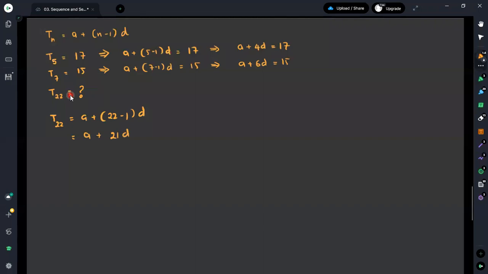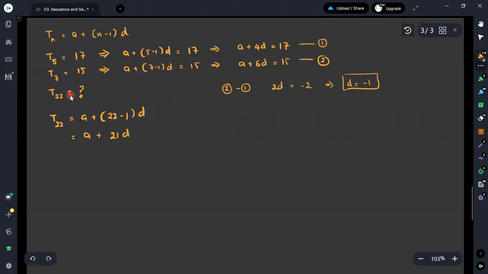Here we can see that these are two linear simultaneous equations. By solving these linear simultaneous equations, we can simply obtain the values for A and D separately. Then we take 2 minus 1, and here you will get the value for the left hand side as 2D. Then 15 minus 17 is minus 2. This leads to the value of D equals minus 1.